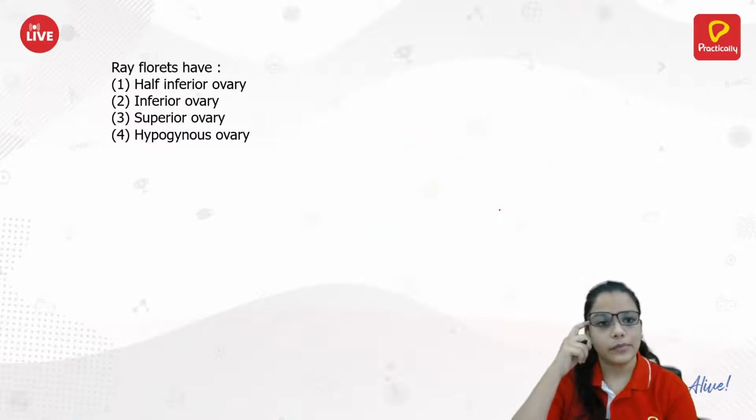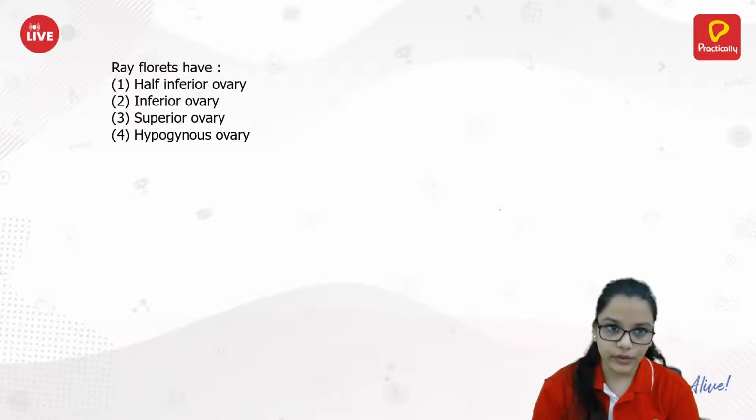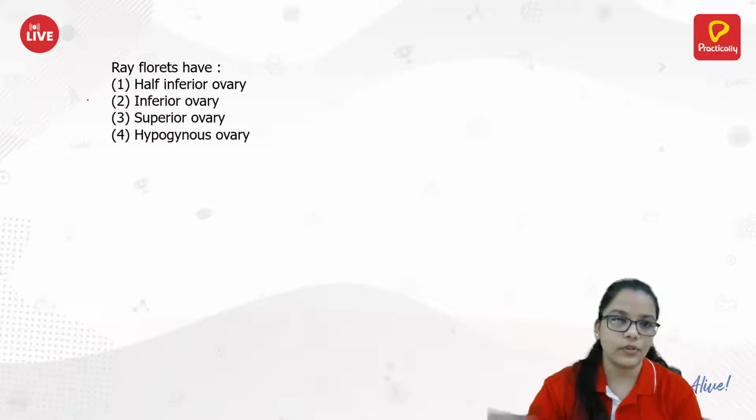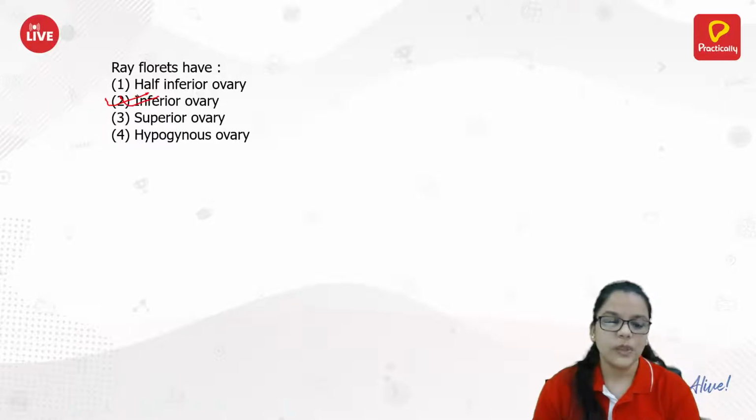Okay, next. Ray florets have a half inferior ovary, superior ovary, hypogynous ovary. Okay, we have inferior ovary. They are florets in nature, so they are inferior ovary.